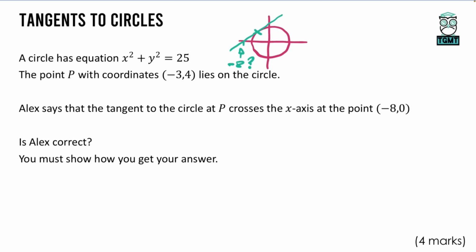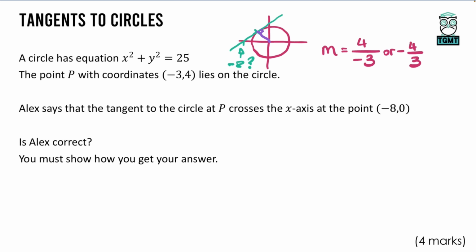Now to do that, we have to find the gradient of the radius, as the radius meets the tangent at a 90-degree angle. In other words, it is perpendicular to the tangent. So the gradient of the radius is really nice and easy to find when the circle's centred at 0, 0, because the change in y is the y coordinate. From 0 to 4 is 4. So the gradient of the radius is 4 divided by the change in x. And x goes from 0 to -3. So it's -4/3. And there you go, you can write that in either form.